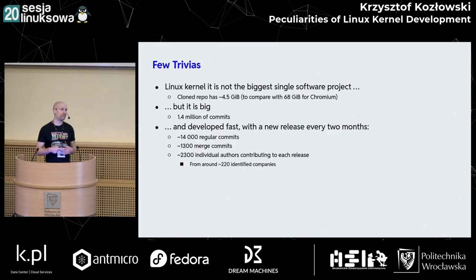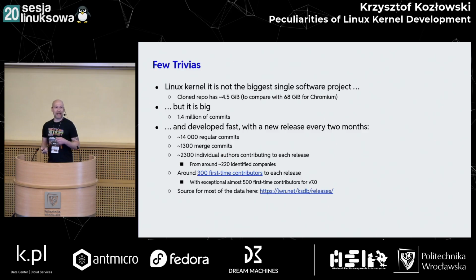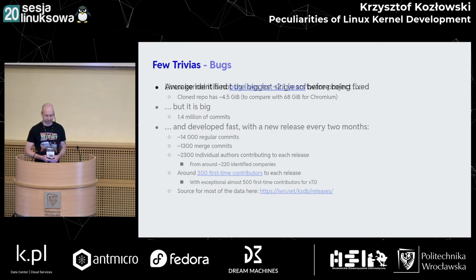So, for example, per year, this number might be closer to 5,000 or something, because every release has around 300 newcomers. So every 2 months, there are 300 who contributed their first patch to the Linux kernel. And the difference was with 7.0, because then there were like 500 first-time contributors. All the numbers are taken from the LWN statistics.